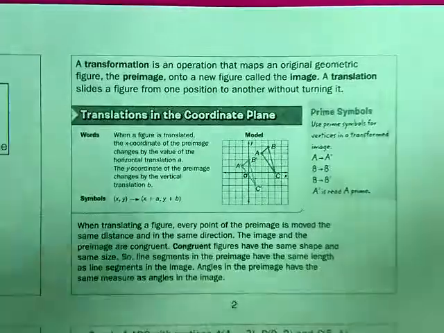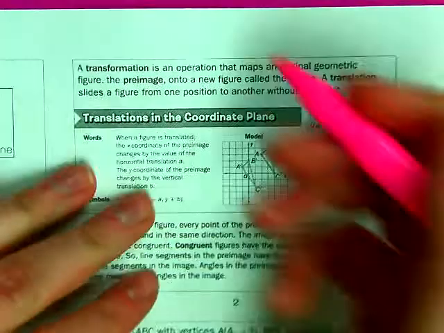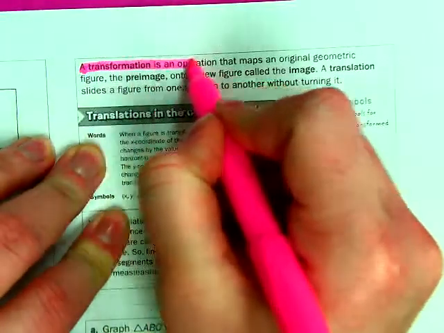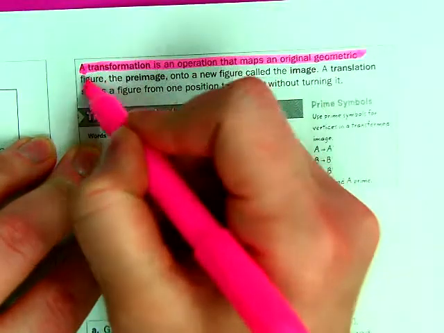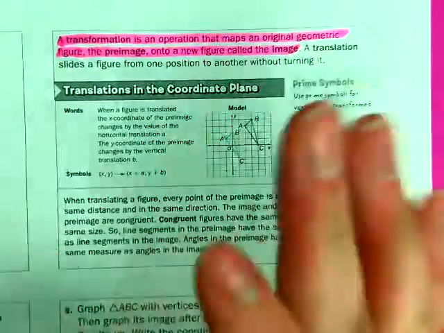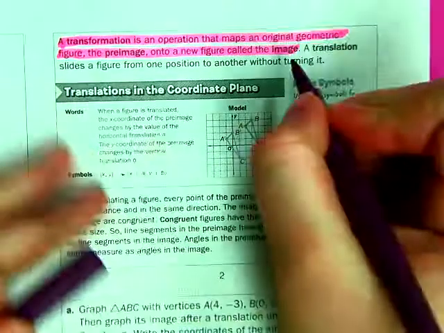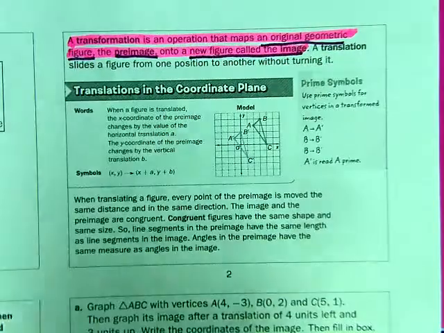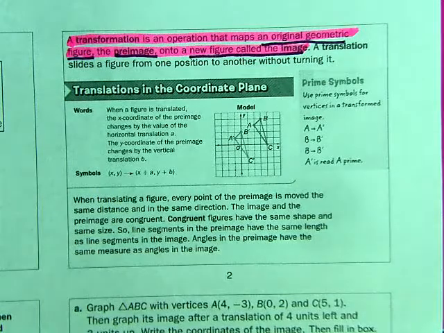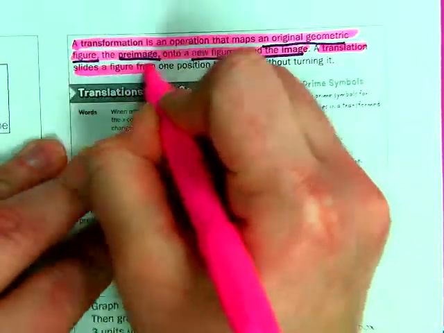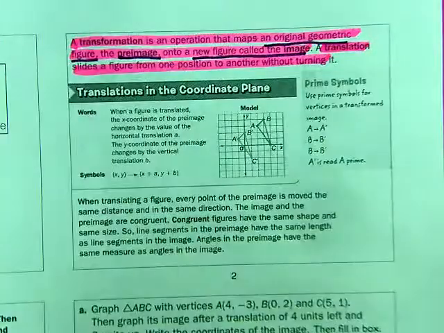Some vocab words, so let's get our vocab sheets out and pause me if you need to. A transformation, there's a couple vocab words within a vocab here too. A transformation is an operation that maps an original geometric figure, the pre-image, onto a new figure called the image. So there's a definition within a definition here. The pre-image is the original geometric figure. The new figure after the transformation is called the image. A translation slides a figure from one position to another without turning it.